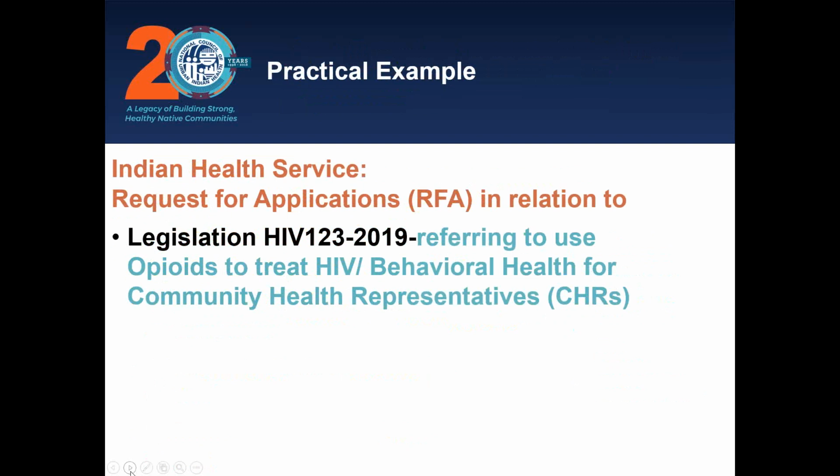Okay, so as I mentioned, I would like to start from the beginning with a practical example, so that you all know that we're going to be looking at that. This is a fictional RFA, coming from the Indian Health Service. It is a request for application, an RFA, in relation to a new legislation that just came out, also fictional, legislation HIV-123, 2019, and that is referring to the use of opioids to treat HIV behavioral health for community health representatives.